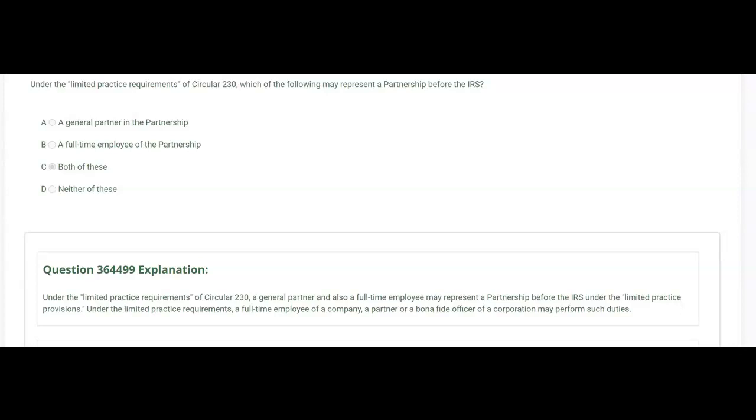Now, if they would have asked about a limited partner in this partnership, the limited partner would not be able to represent the partnership before the IRS in a tax matter. But notice who can represent the partnership: a general partner or even a full-time employee of the partnership. And this is what's called a limited practice provision of Circular 230. So while the general partner in the partnership or the full-time employee could represent this particular partnership before the IRS, they couldn't represent some other partnership or some other individual the way an enrolled agent could. So the answer is C, and watch out on the next exam for the limited partner, because the limited partner would not be able to represent the partnership in this limited practice provision of Circular 230.